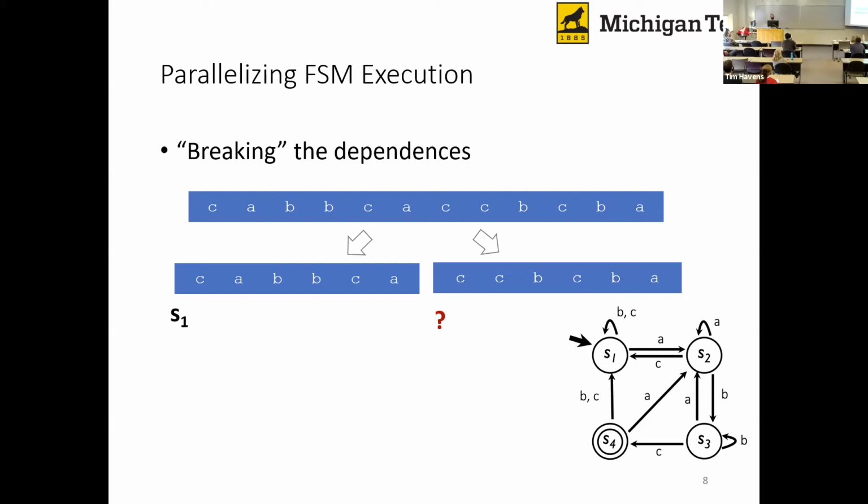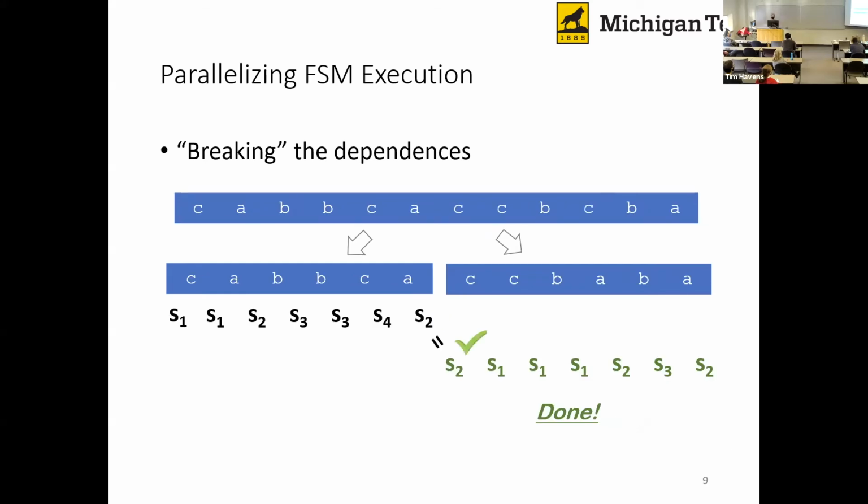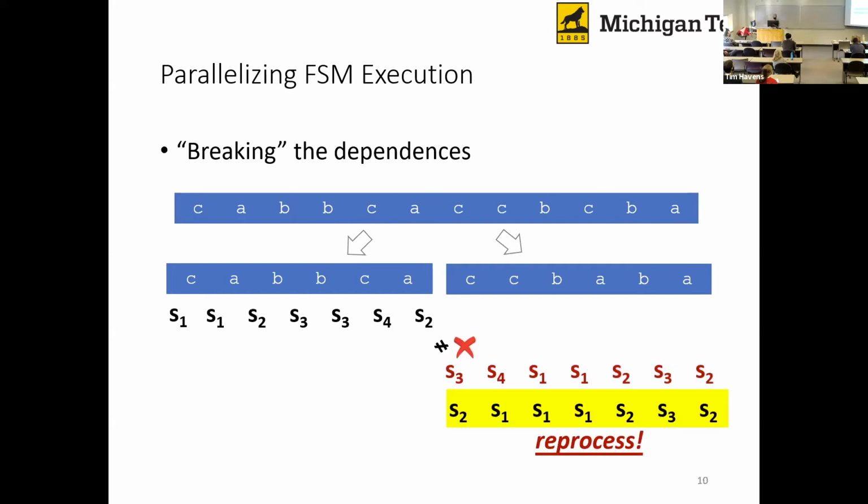So to break this dependence, maybe we can use speculation. We can guess, okay, maybe the starting state for the second segment is state 2. If the prediction turns out to be correct, then we have finished the whole processing. Otherwise, we have to re-execute the second segment to ensure the correctness. So this is known as speculative parallelization. It breaks the dependence by using speculation and then relies on verification and re-execution to ensure the correctness of the final results.